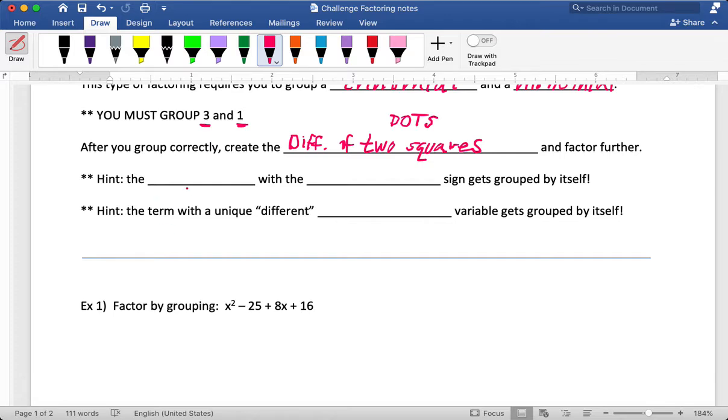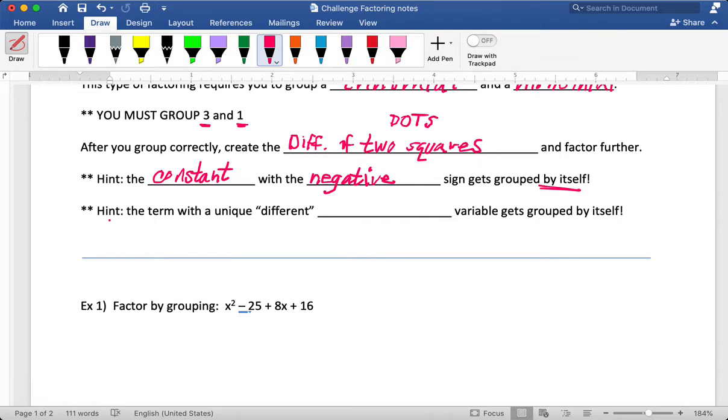But for the one type of grouping, we're going to say here that the constant, a number without a variable, the constant term with the negative sign gets grouped by itself. So you're looking for that. If I look here in this polynomial, I see x squared minus 25 plus 8x plus 16. I have 2 constants, this 25 and this 16. The one that has the negative is going to get grouped by itself.